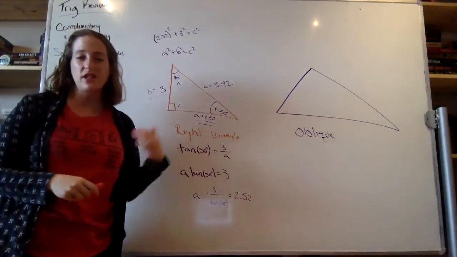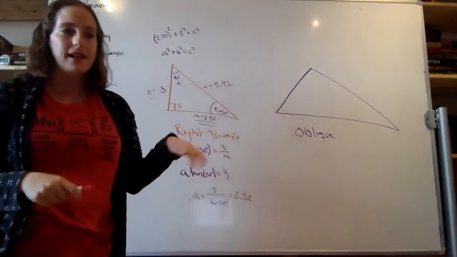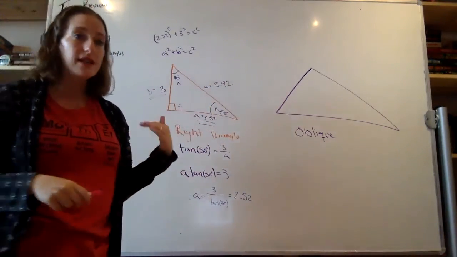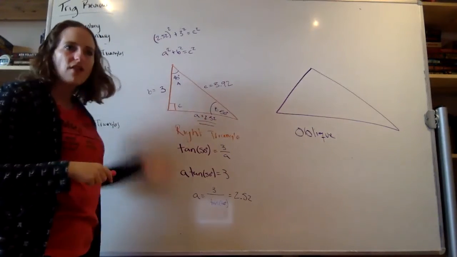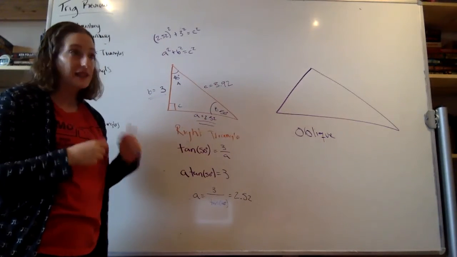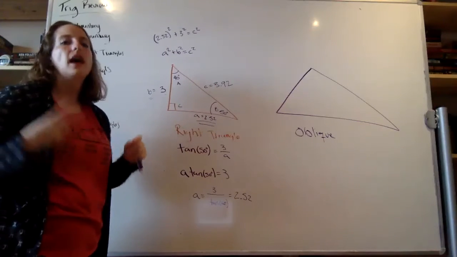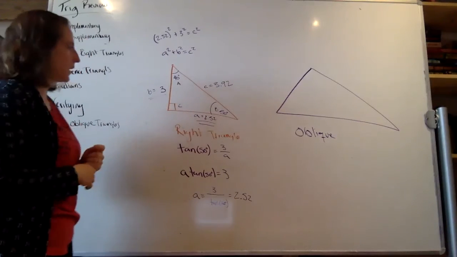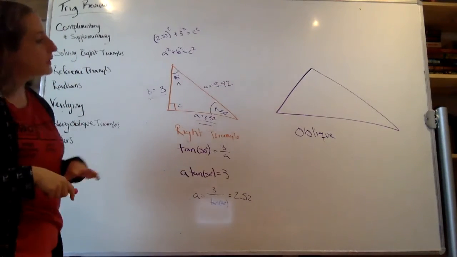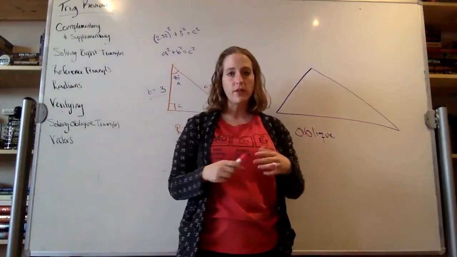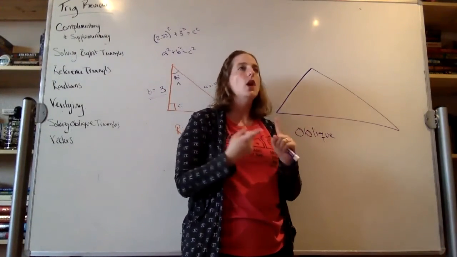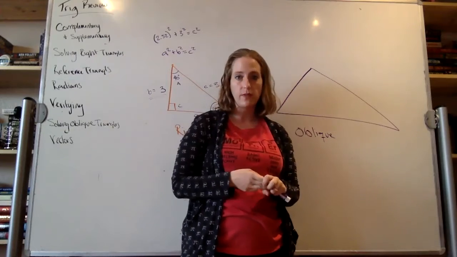The fact that tangent is opposite over adjacent, sine is opposite over hypotenuse, cosine is adjacent over hypotenuse. With relationships like those, we can solve any right triangle as long as, again, we have one side length and two other pieces of information. Now, when we solve oblique triangles, we need the same information. We need one side length and two other pieces of information.